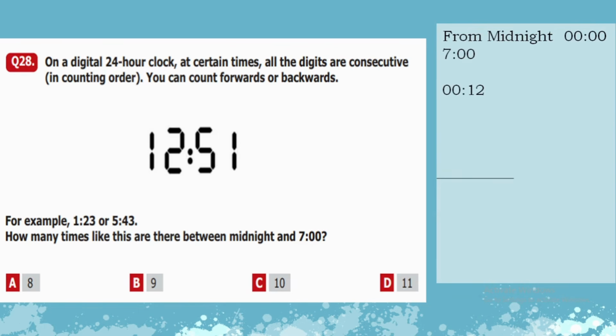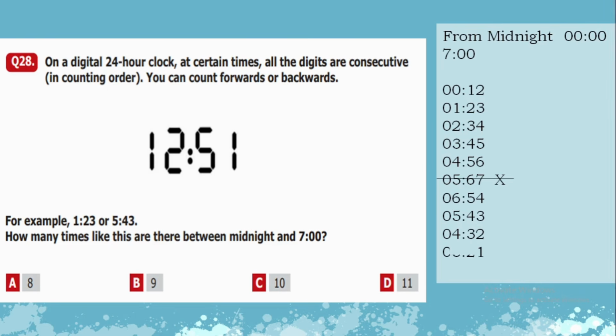So the first set of numbers is 0012, like 012, the numbers are consecutive. Then 1, 2, 3, 2, 3, 4, 3, 4, 5, 4, 5, 6. We can't take 5, 6, 7 because obviously 67 doesn't exist on a clock, because 1 minute or 1 hour has 60 seconds or 60 minutes. So that's why we will move backward now. It's 6, 5, 4, 5, 4, 3, 4, 3, 2, 3, 2, 1, and 2, 1, 0. So in this way, we found 10 sets of numbers which fall under the criteria.